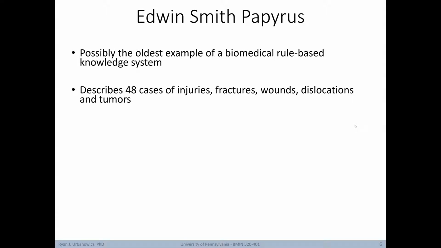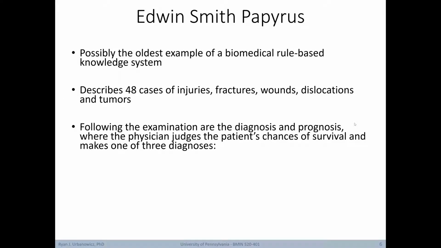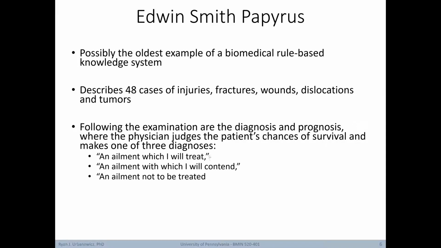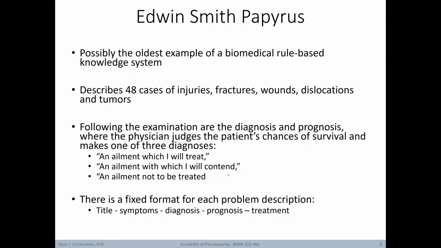This document describes 48 cases of injuries, fractures, wounds, dislocations, and tumors. In it, following the examination, are the diagnoses and prognoses, where the physician judges the patient's chances of survival and makes one of three diagnoses. This is an ailment which I'll treat, this is an ailment with which I will contend, and this is an ailment not to be treated. There's a fixed format here for each problem description that goes title, symptoms, diagnosis, prognosis, and treatment.